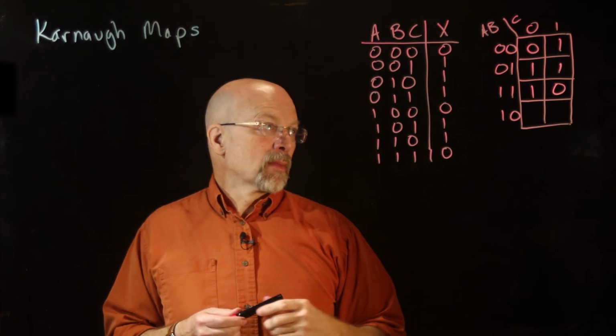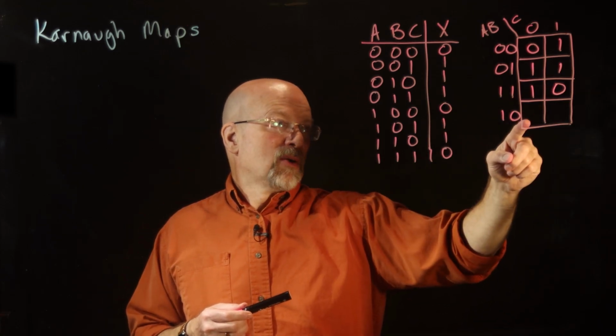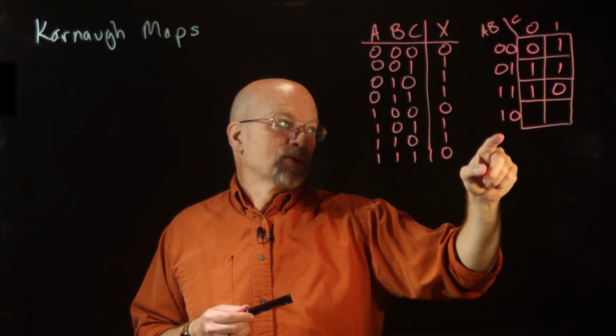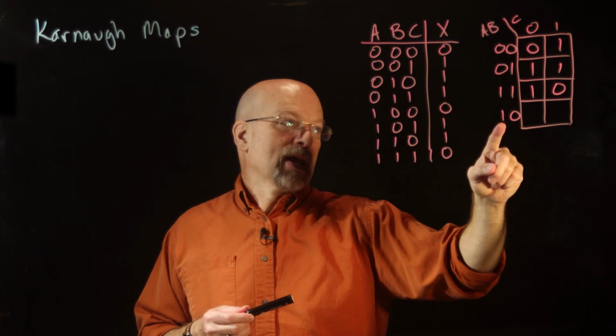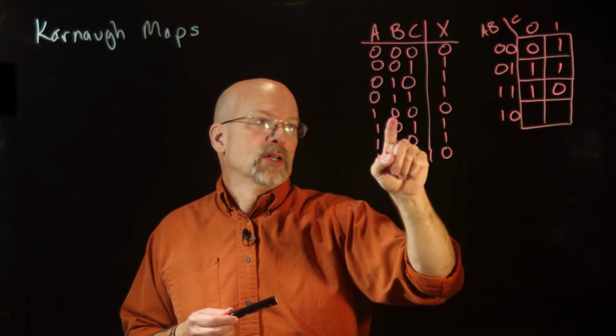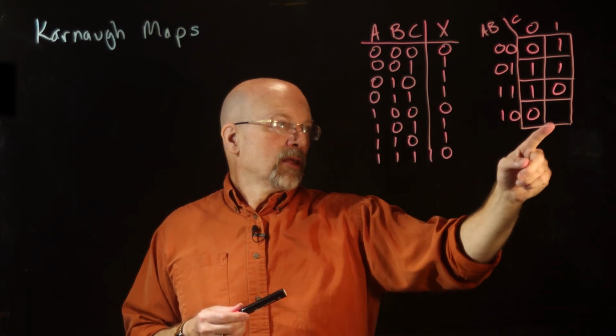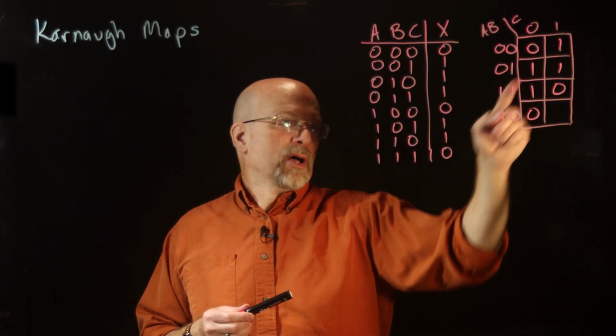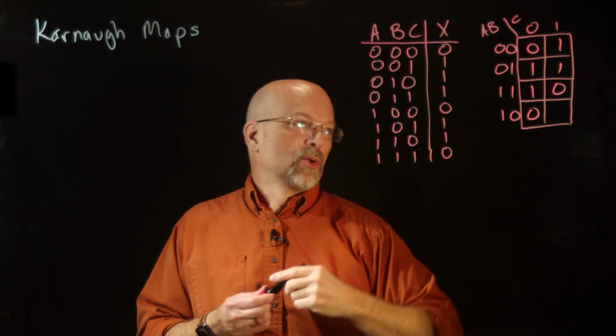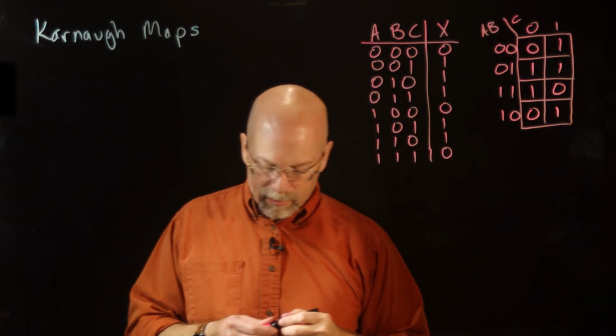All right. And then this cell right here, we're going to go back and capture those rows we skipped over. So we've got A is 1, B is 0, C is 0, 100. There's a 0 there. And then this cell right here is 101. There's a 1 there. All right.